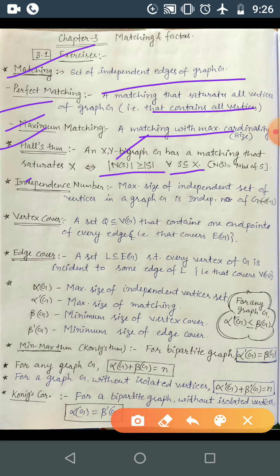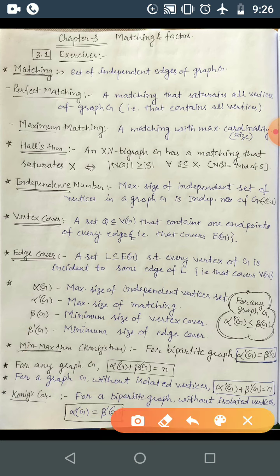Then we discussed independence number. The independence number is the maximum size of an independent set of vertices in a graph G. This is denoted by alpha(G). And the maximum matching size is denoted by alpha dash(G). So alpha dash was the maximum matching, and alpha(G) was the independence number of the graph.